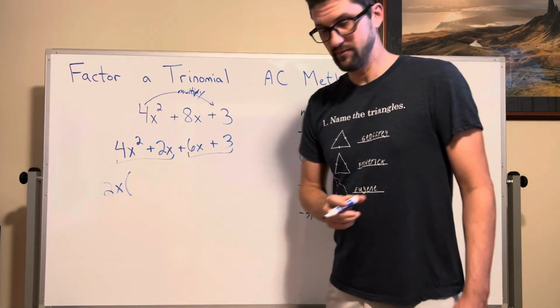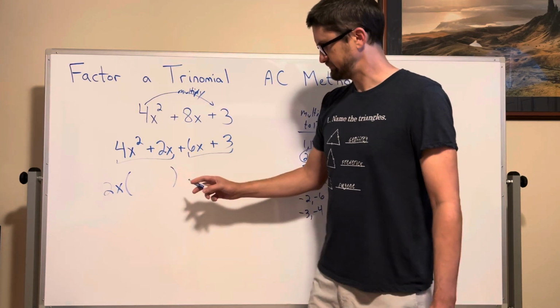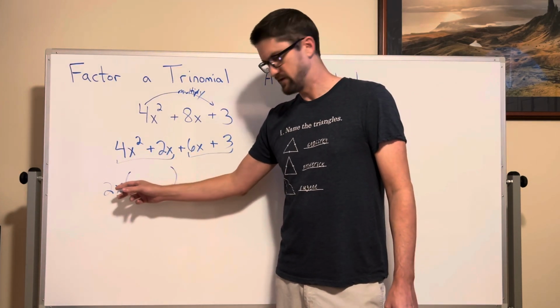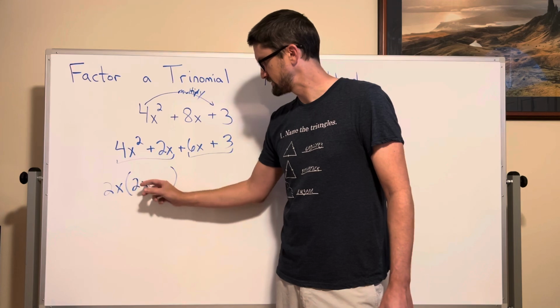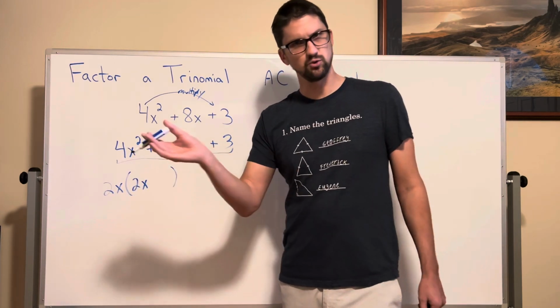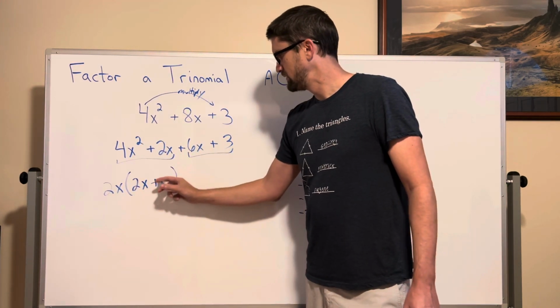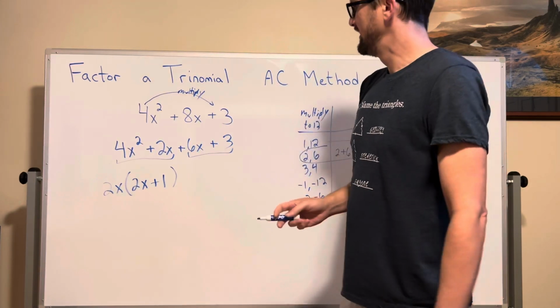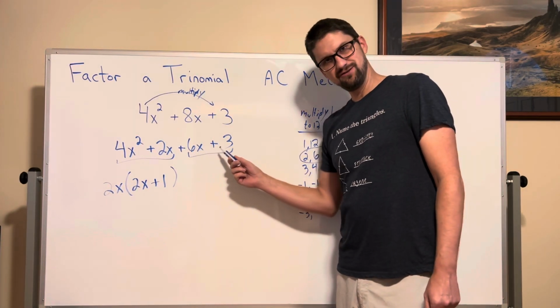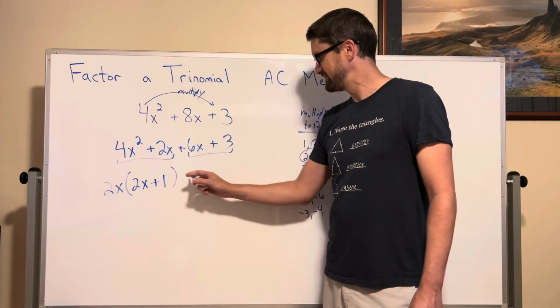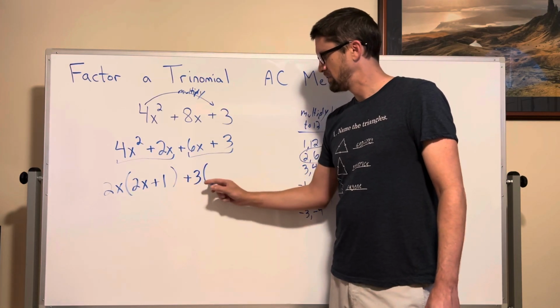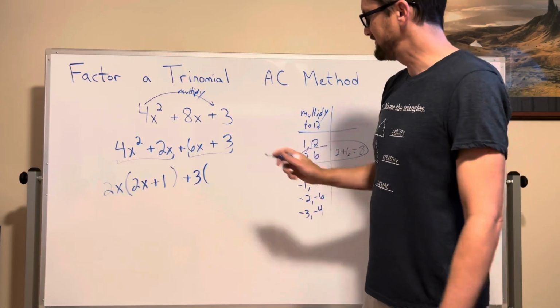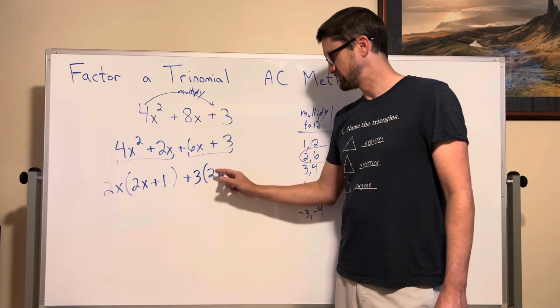You're going to have a binomial in parentheses. 4x squared divided by 2x gives you 2x. And then 2x divided by 2x is 1. So you end up with a plus 1. Now you want to do GCF here. It's going to be 3. Factor a 3 out of each of these terms. You're left with 2x plus 1.